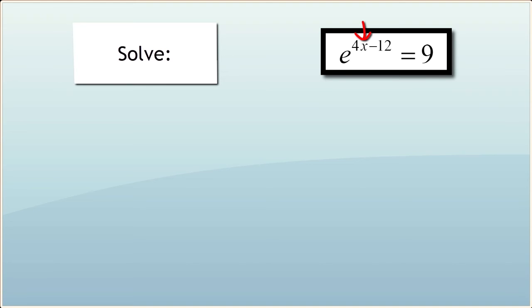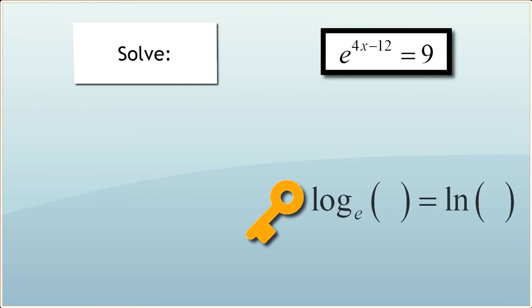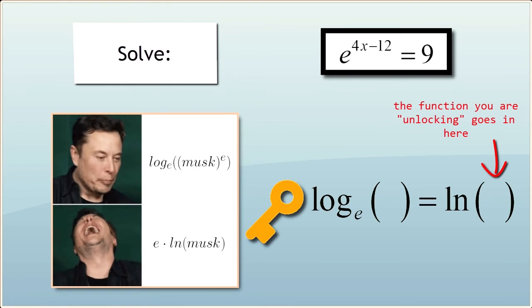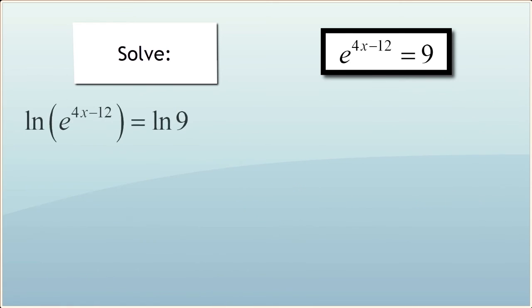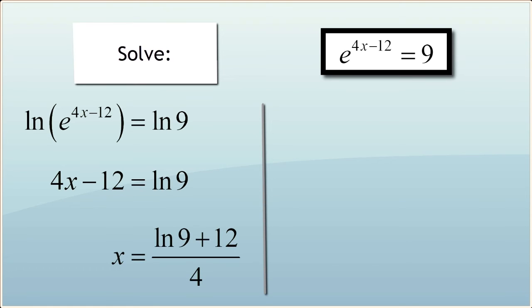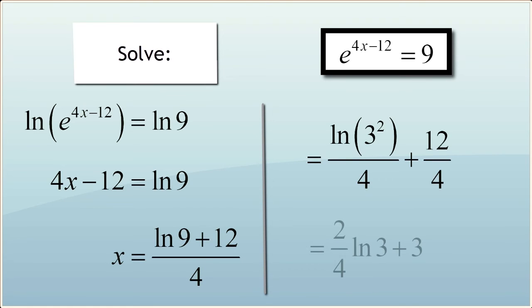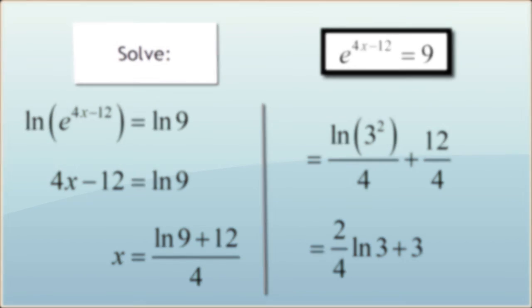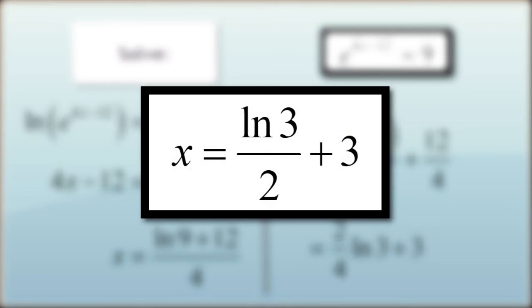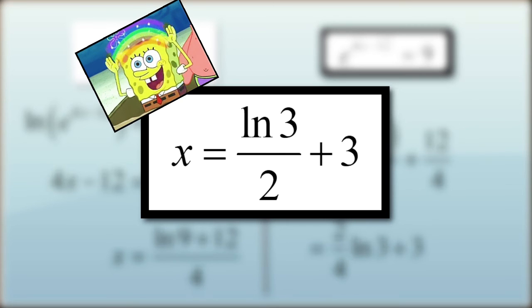To extract it from the e term, we need to use the logarithm of this exponential function, which is the special logarithmic function with a base of e. This is called a natural logarithm, which is also sometimes called ln. Applying ln to both sides, we can now grab the exponent 4x minus 12 and solve for x. It's best to leave the answer with ln in it. Yeah, I know, it's not pretty. But to a math professor, this is beautiful.